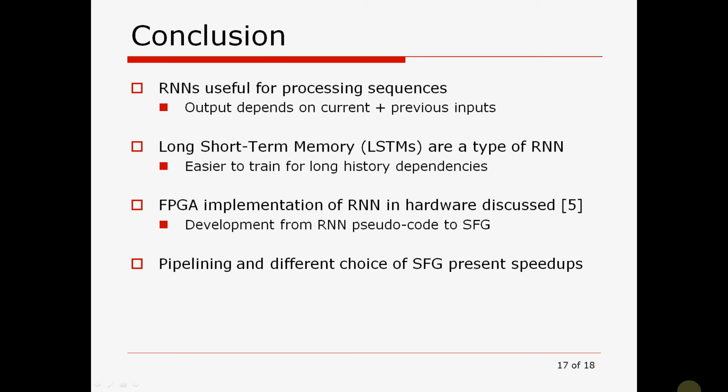Just to quickly conclude the talk, RNNs are very powerful and useful tools for processing sequences, especially when the output depends on the current and the previous inputs. Typically in modern RNNs, the long short-term memories, or LSTMs, are used. They're just easier to train, especially for longer histories. One FPGA implementation was shown, and I went through going from the pseudocode to the signal flow graph to finally the implementation on the FPGA itself, as well as some possible speedups based on pipelining or different choices of projection vectors.